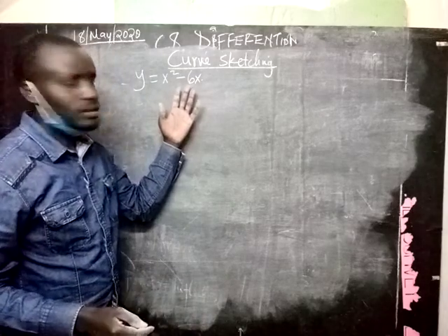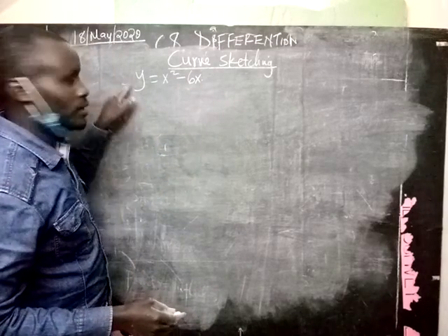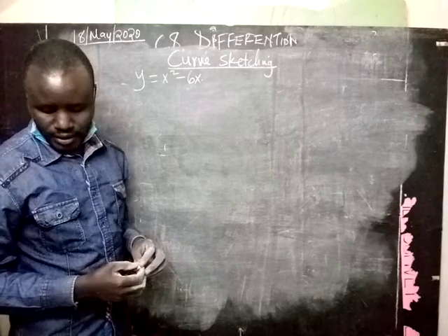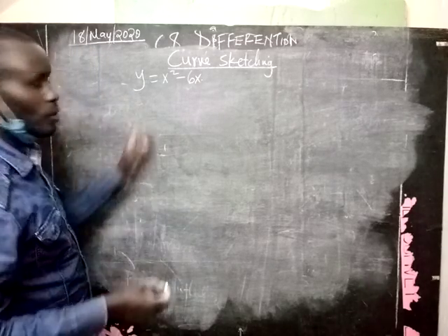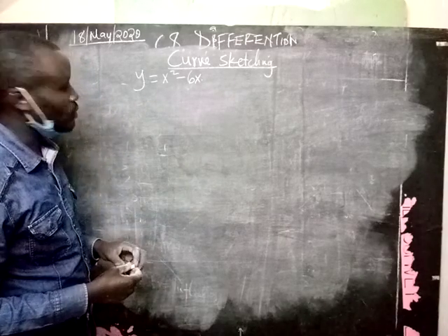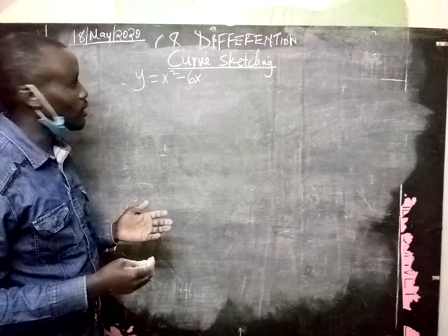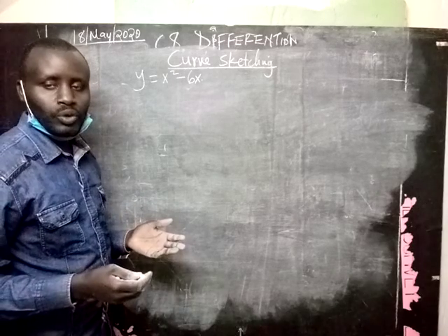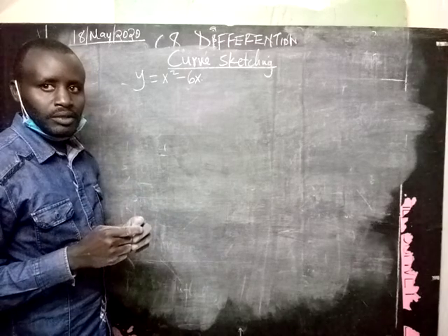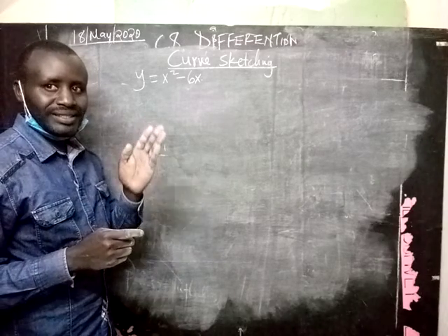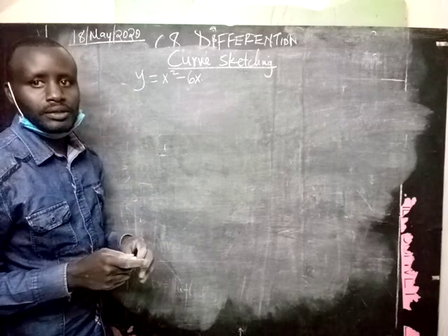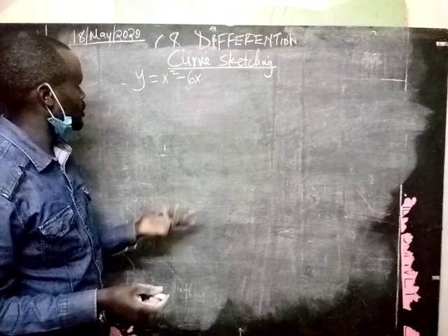So we are now at curve sketching. We are going to consider this curve of y equals x squared minus 6x, and we want to find the turning points of this. We want to sketch, and sketching a curve, we are only interested in the important features of a curve. The points where it's going to cut the x-axis, the point where it's going to cut the y-axis, and the turning point. All those are the important features in curve sketching.